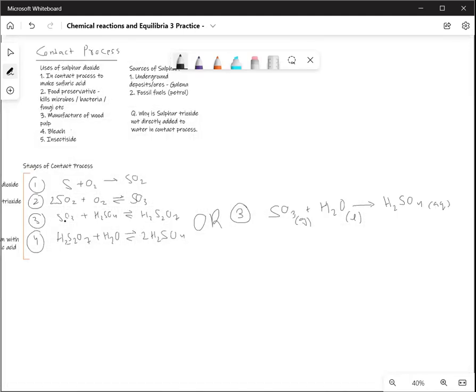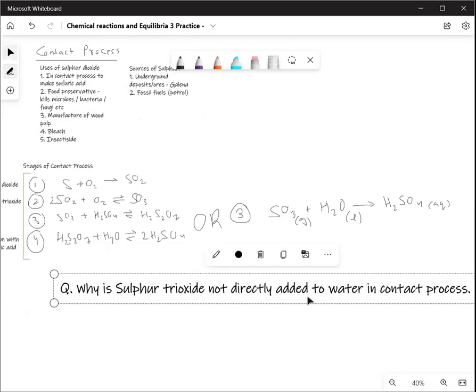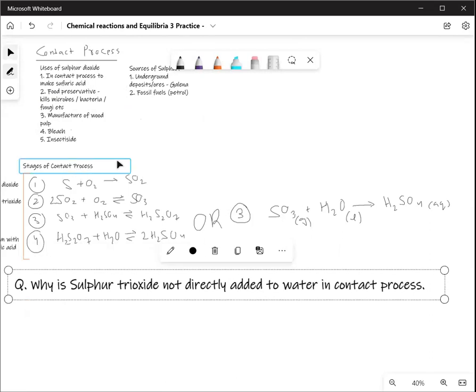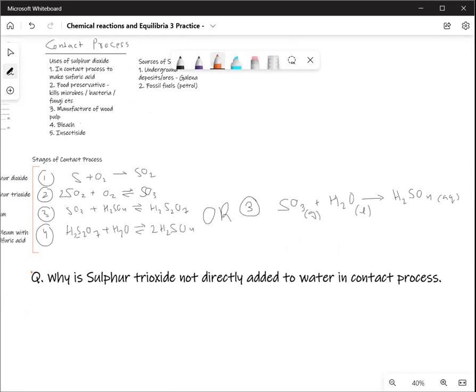Why am I doing 2 extra steps? I'm adding SO3 not to water but to sulfuric acid, and then I'm adding oleum to water. Why not directly sulfur trioxide to water? Because it's concentrated. Not really, no. Okay. Any other guesses? Have you done this in class? Because it needs a lot of heat, that's why. No. Read the question.